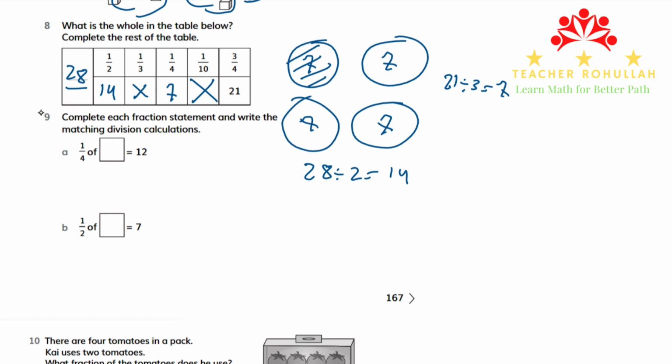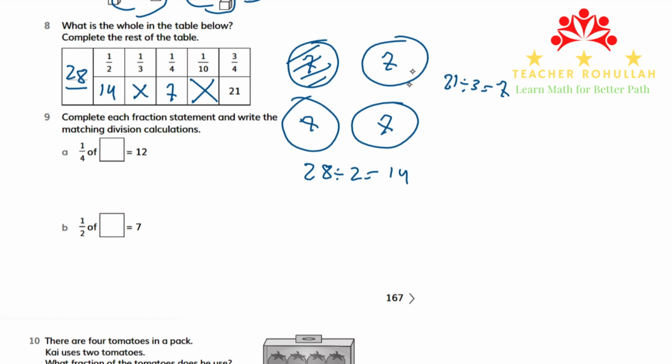So let's now go to question 9. In question 9 it says, complete each fraction statement and write the matching division calculation. 1/4 of what number is 12?